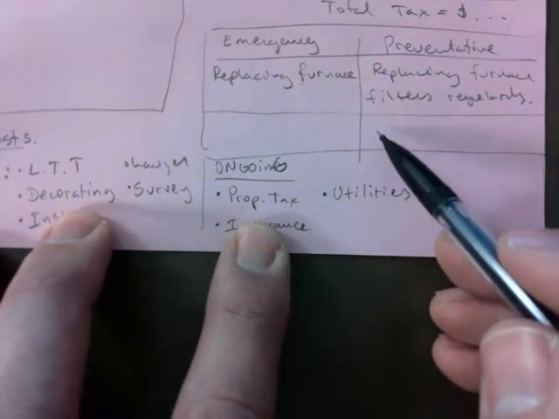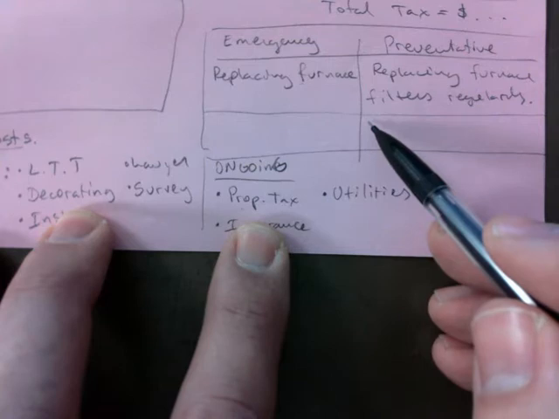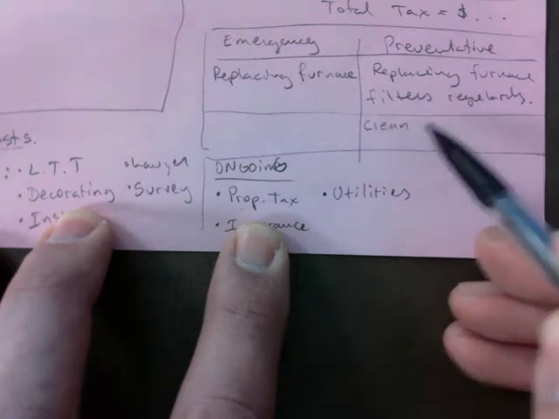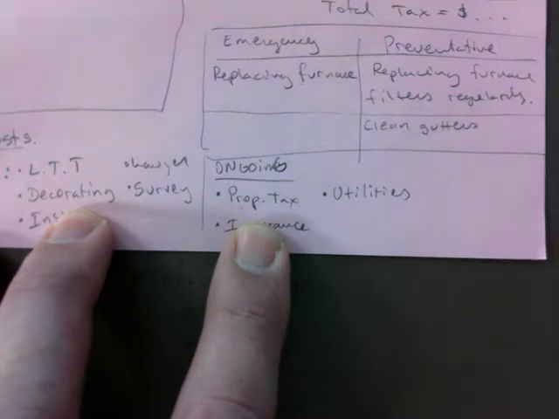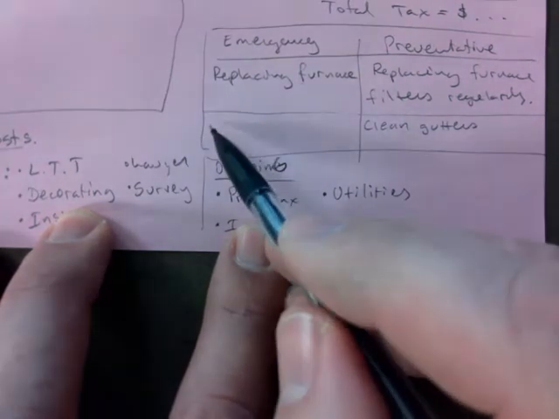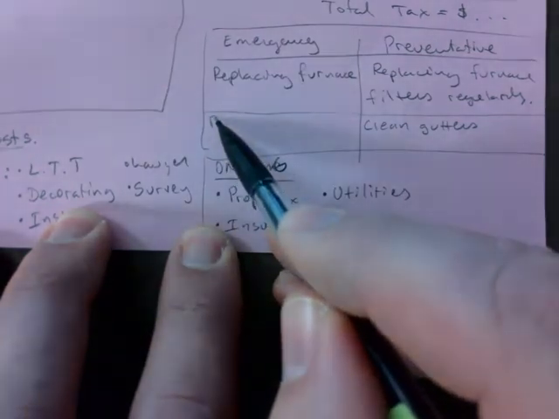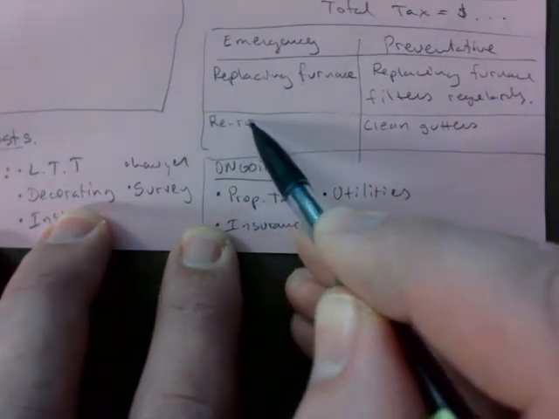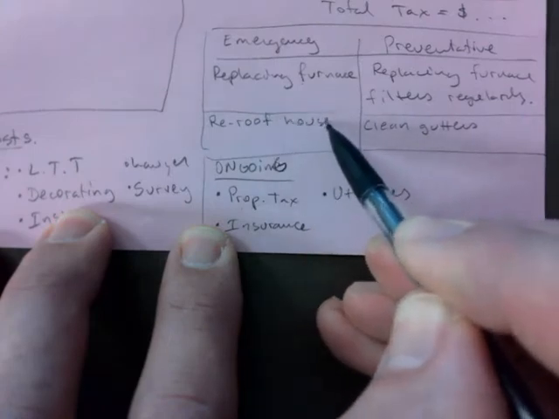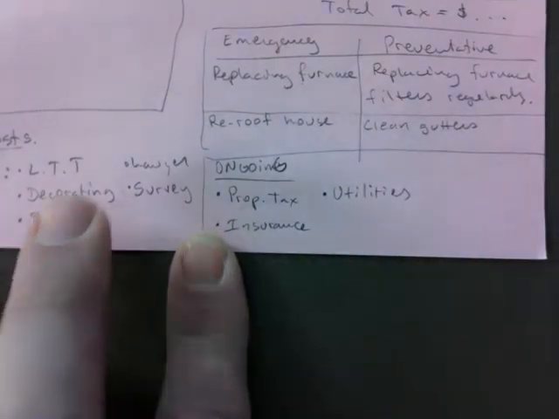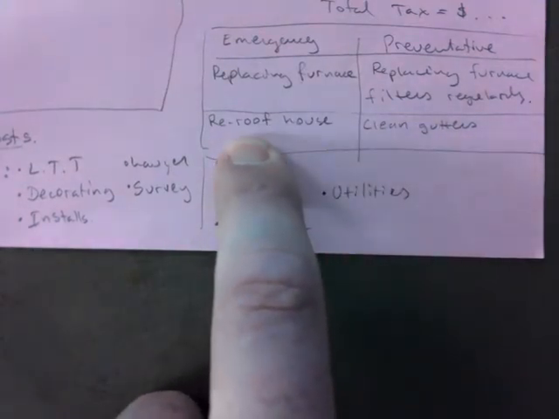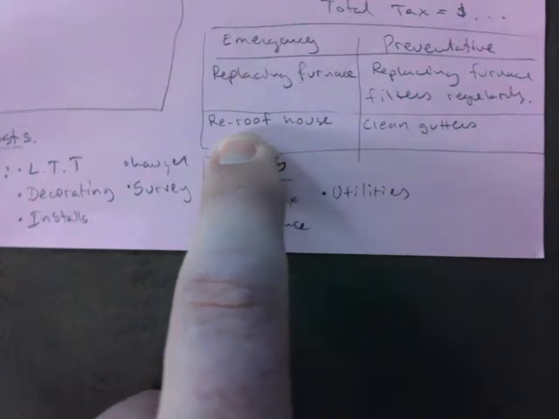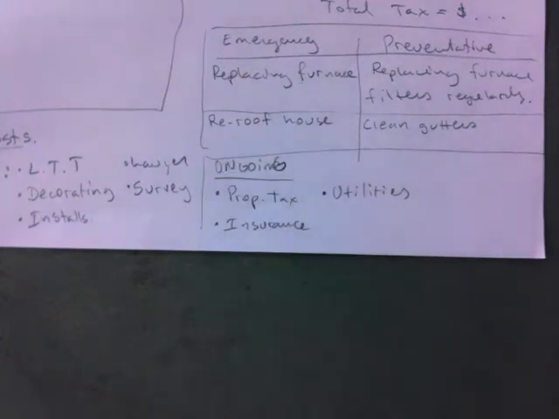You could say preventative would be clean gutters, right? Clean the gutters or the eaves troughs, and what it would prevent is re-roofing the house or replacing the roof on the house, right? Because if you don't do this, it would create a major breakdown that would be a lot more costly, right? So that's kind of the idea between preventative and emergency. Okay? Yeah.